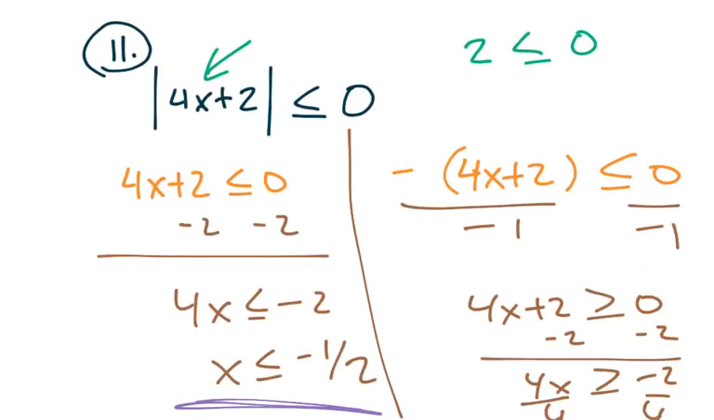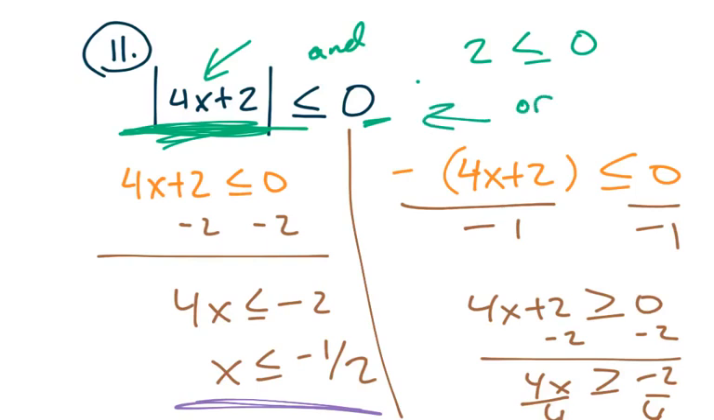This right here, the way it's written, whenever the argument is on the left-hand side of the inequality, that means that it's an and statement. And when the argument is on the right-hand side, that means it's an or statement. Okay?